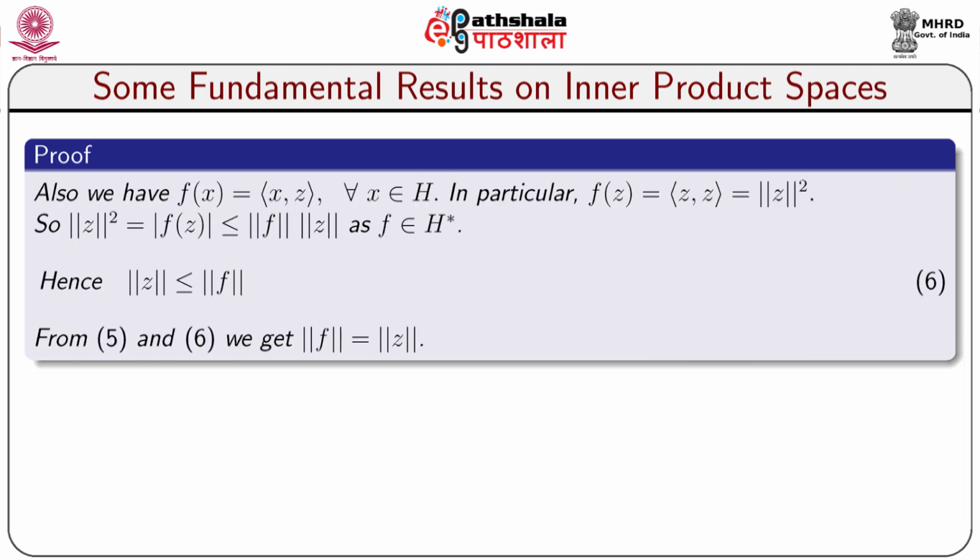Also, we have f(x) is equal to inner product x comma z for all x belongs to capital H. In particular, f(z) is equal to inner product z comma z, which is equal to norm of z square. So, norm of z square is equal to modulus of f(z), which is less than or equal to norm of f into norm of z, as f belongs to H star, that is f is a bounded linear functional. Hence, norm of z is less than or equal to norm of f. So thus by the above inequalities we see that norm of f is equal to norm of z.